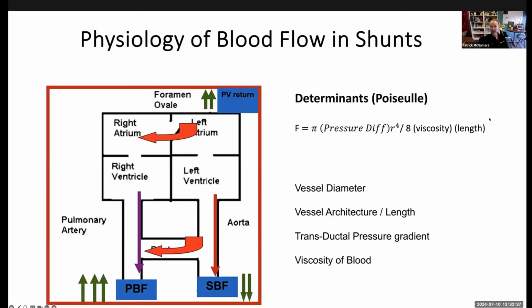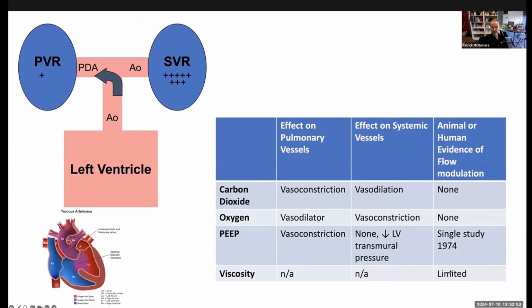So when you're thinking about babies with PDA, the care of these babies is not just about a drug to vasoconstrict, but anything that will influence viscosity and pressure gradient is going to influence flow and potentially modulate whether the ductus is likely to close or not. The problem is we don't have a lot of evidence for the Hagen-Poiseuille principle.